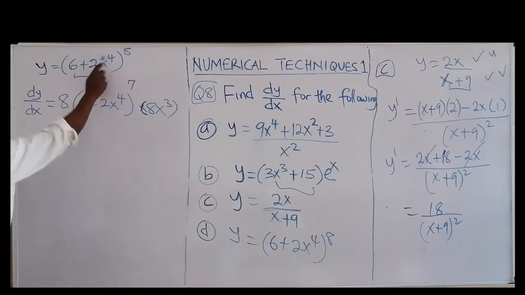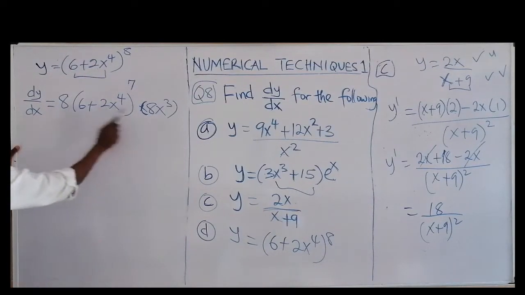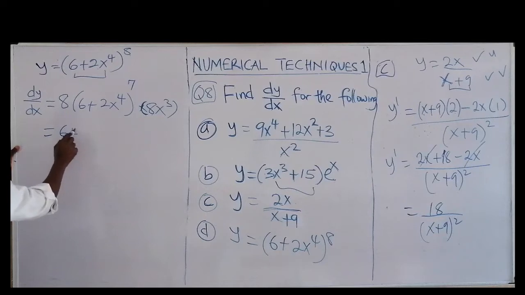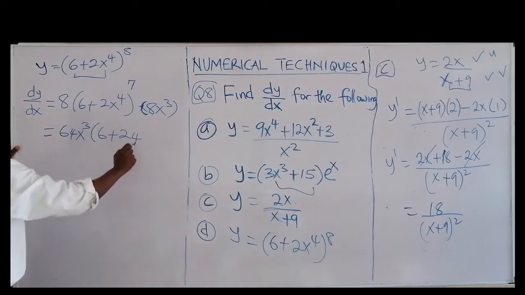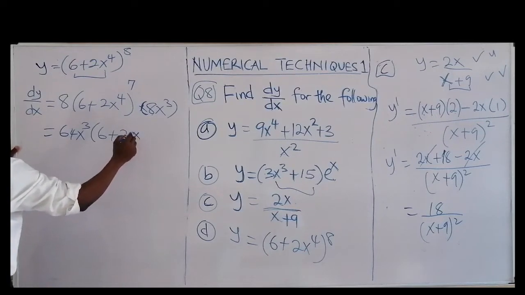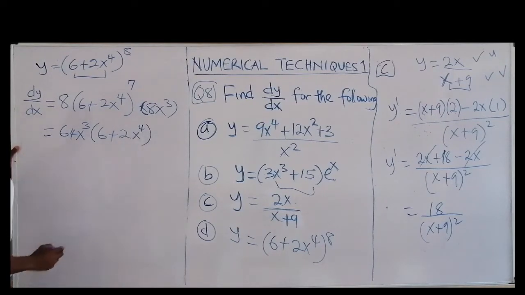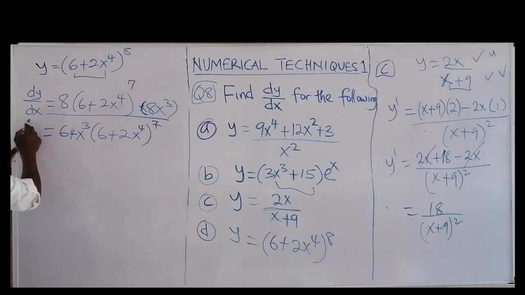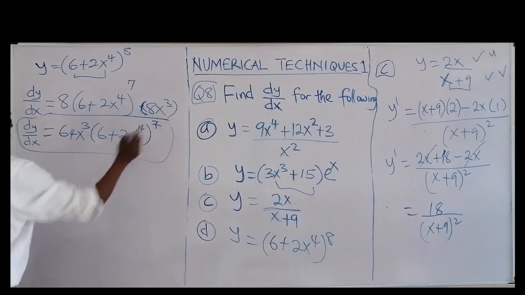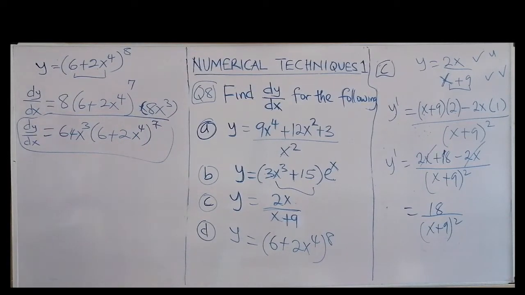The power minus 1. So 8 times 8, that's 64x cubed into bracket 6 plus 2x to power 4, all to power 7. And that finished the work. That finished the dy/dx. That's the end of that.